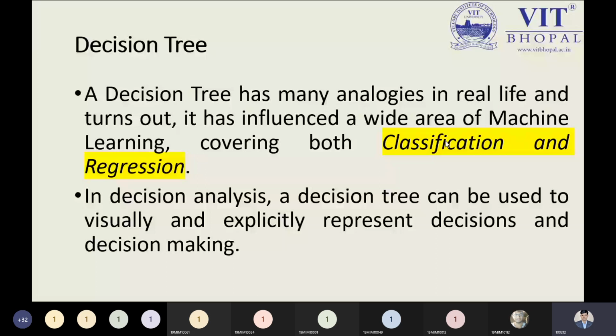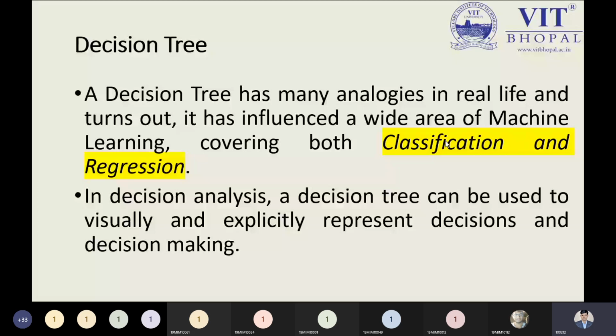Let us take an example. Suppose you want to go to the market, then you have two options. Either you can walk, or you can choose a motor vehicle or a motorcycle, maybe a different kind of vehicle. You want to go to the market. So what options do you have? You have two options: either you can walk or take a vehicle.